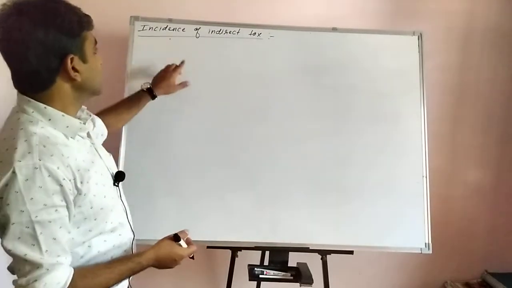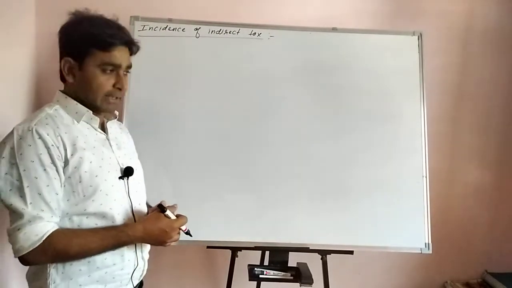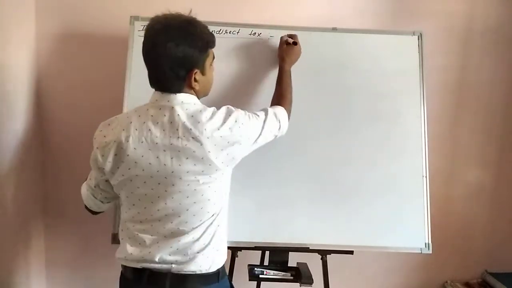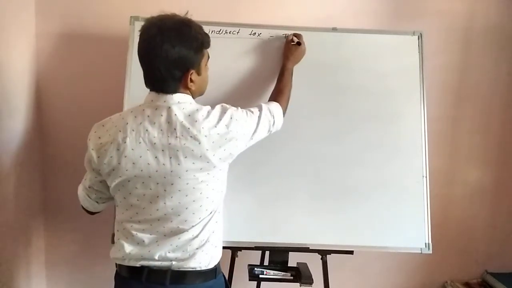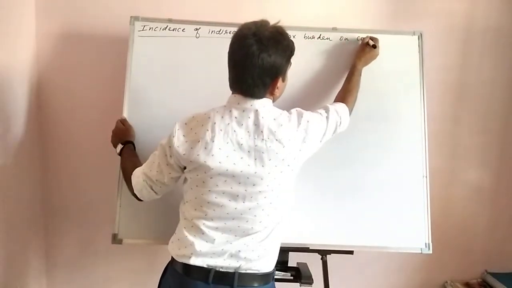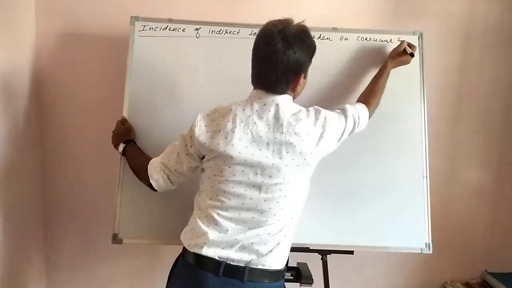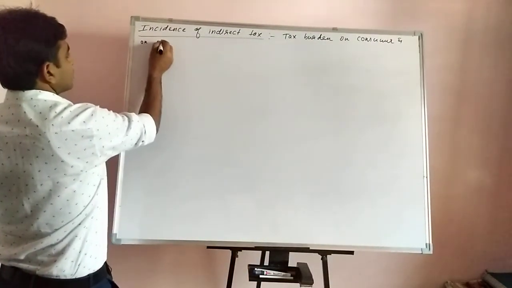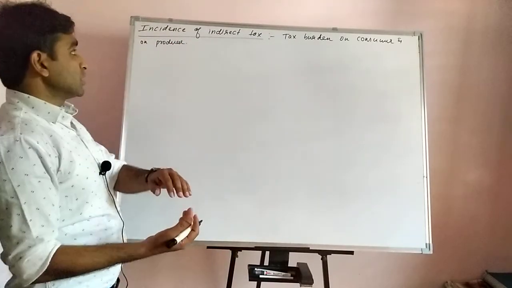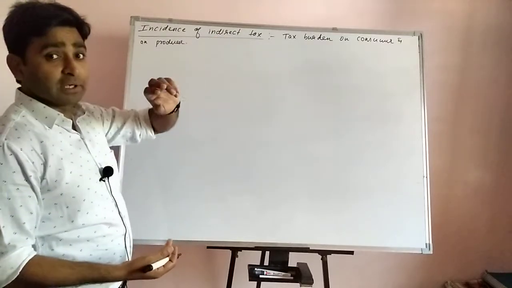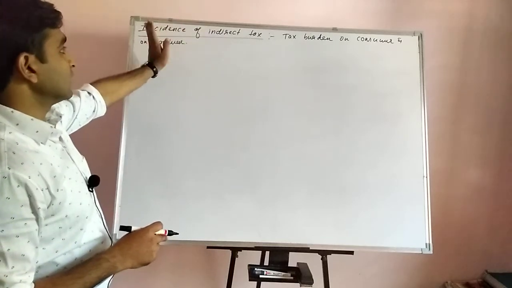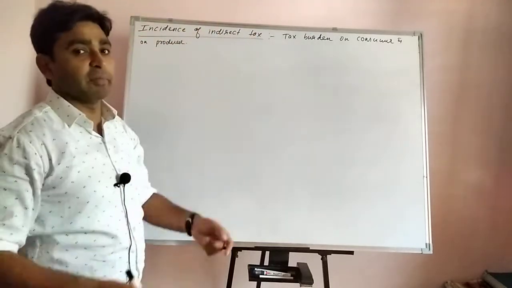Okay, so in this video we'll try to find out incidence of indirect tax. The meaning already we have explained in another video, but still we'll try to mention the meaning. Incidence of indirect tax meaning is nothing but a tax burden on consumer and on producer. Fine. Our last video was about incidence of indirect tax meaning plus in case of demand is elastic, and in this video we'll try to mention incidence of indirect tax in case of demand is inelastic.